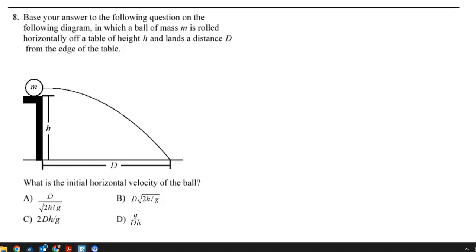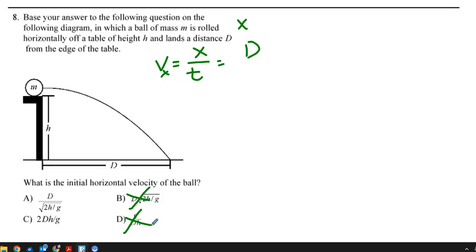All right, a little derivation here. We have an object rolling off the table, and it lands d away from the edge of the table. What is the initial horizontal velocity? Horizontal velocity is constant, and that we know is simply x divided by t, since x is vx times t. So vx is x divided by t, and in this case x is d, the distance. So it can't be this one because it's not divided by time, and it can't be this one because d is in the denominator. You can see how I can eliminate answers very simply.